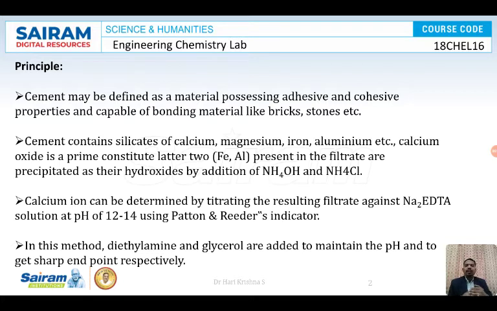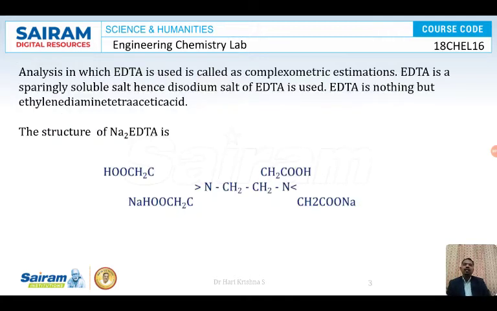So what are we going to do? This cement solution is titrated against EDTA solution at pH 12 to 14 using patton and reeder's indicator. So let us see how to do this experiment. As I told you, this is a complexometric estimation, so we are going to use EDTA.